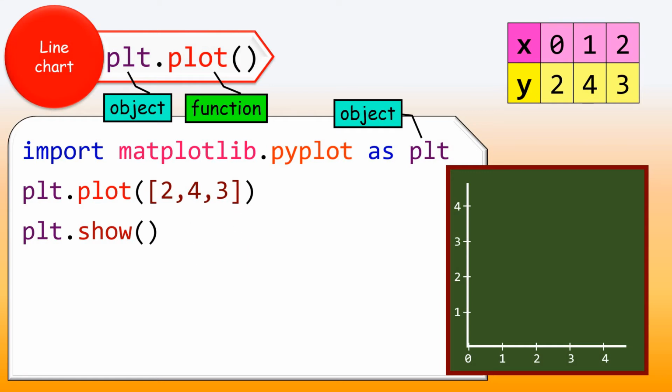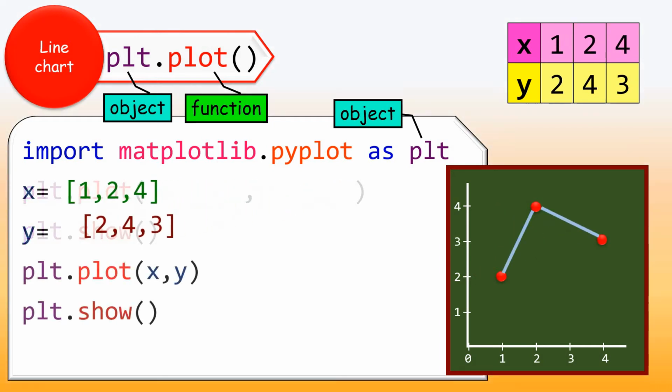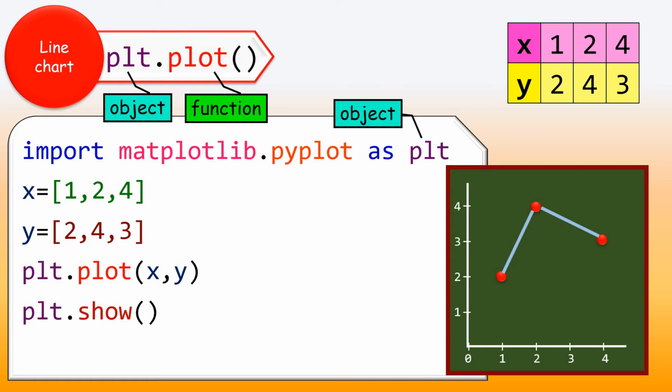The points that will be plotted will be 0, 2, 1, 4, and 2, 3. And when they are connected sequentially, you will get the following line chart. We can also store the x values and y values in separate variables as shown here. I have stored x values in the variable x, the y values in variable y, and in the plot function, I have directly given the variables as the parameters.